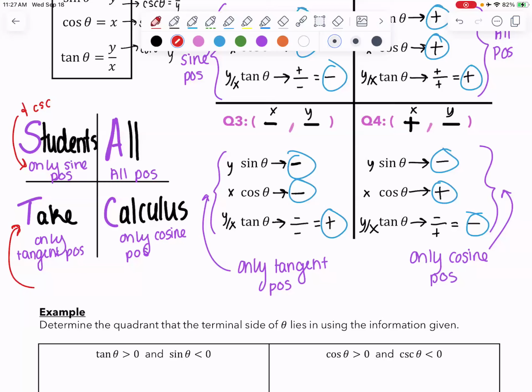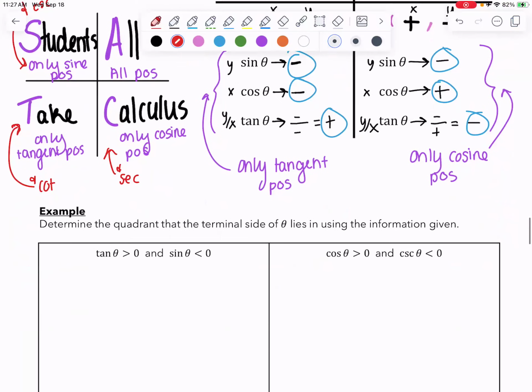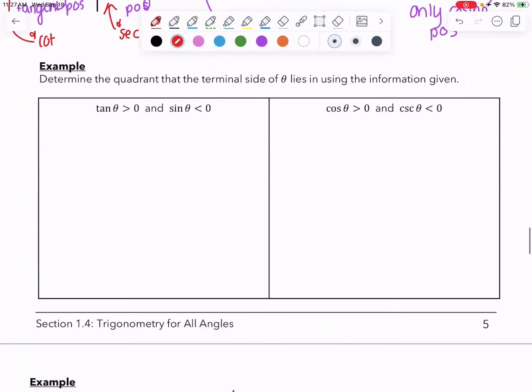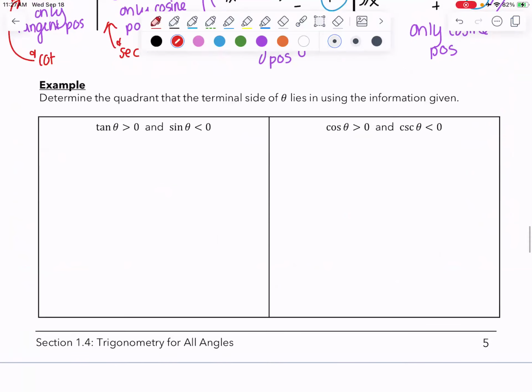A little loading sign. In quadrant 3, cotan is also positive. And in quadrant 4, secant is also positive. So we can use this to do some really fun things. Let's do a real simple one: determining what quadrant the terminal side of an angle is in using information about the angle.